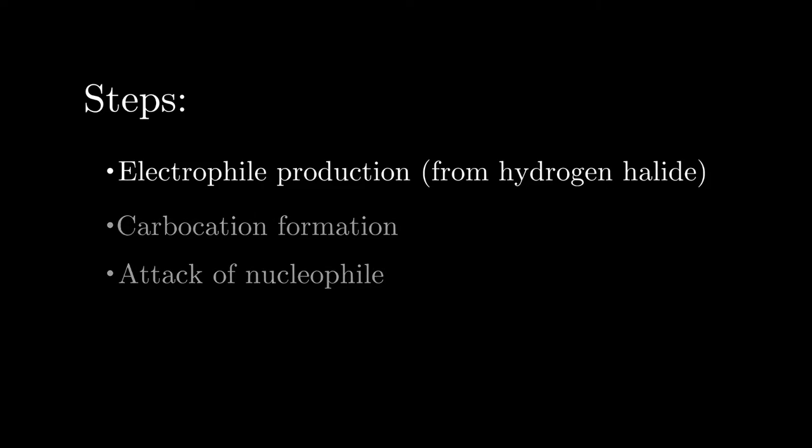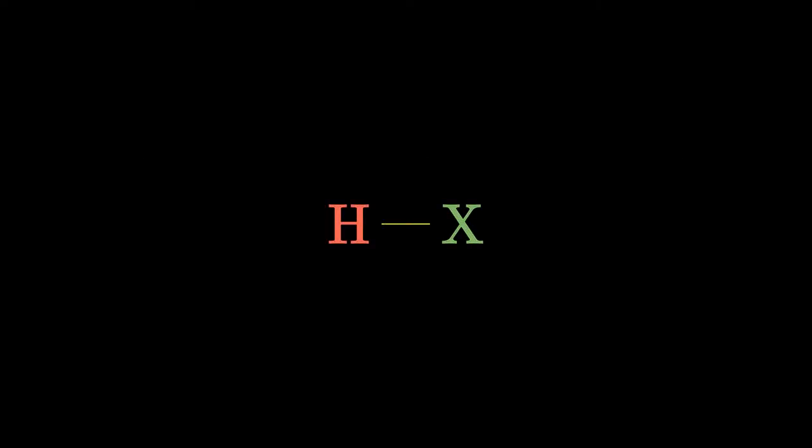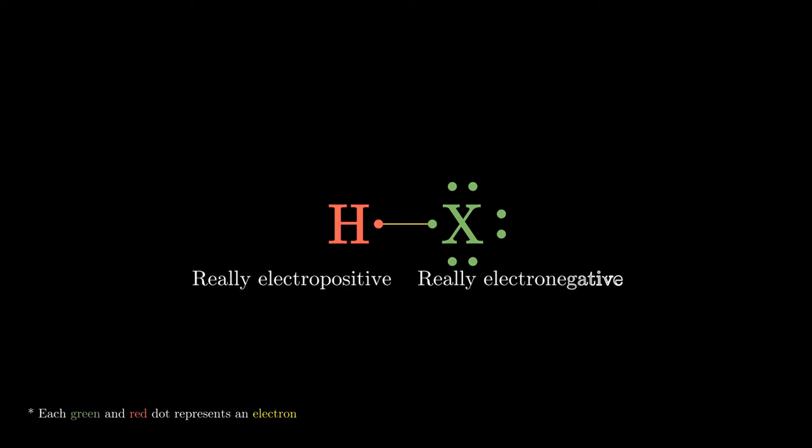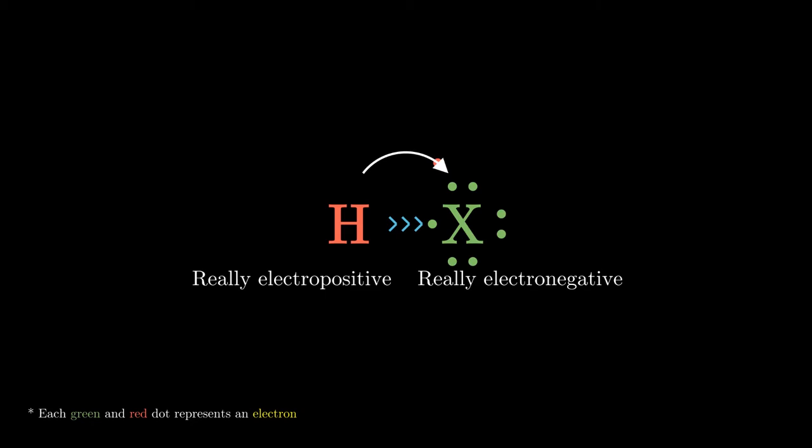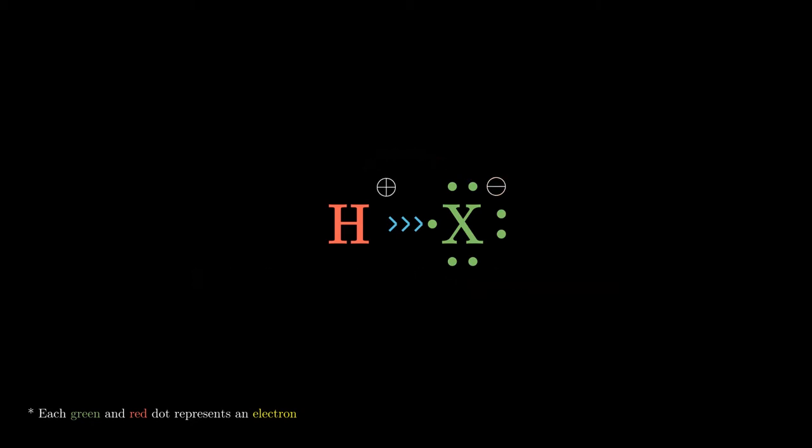Let's take, for example, a hydrogen halide, denoted here as HX. In this molecule, we have a really electropositive element and a really electronegative element, which basically means that the latter is more hungry for electrons than the former. This results in the halide pulling an electron from hydrogen due to what's known as the inductive effect. And this creates what are known as partial charges, which ultimately lead to the formation of 2 ions. The ion on the left here, that's our electrophile.